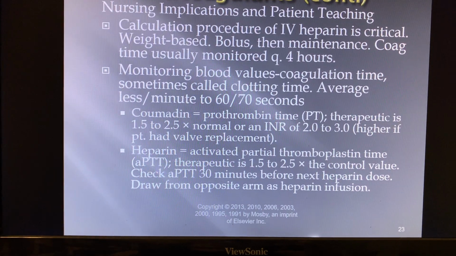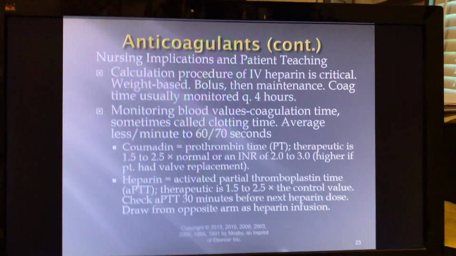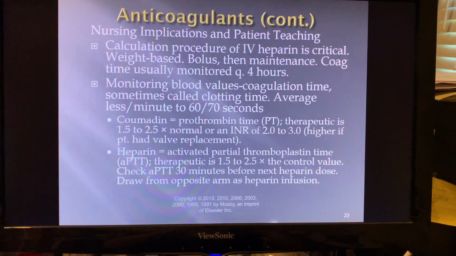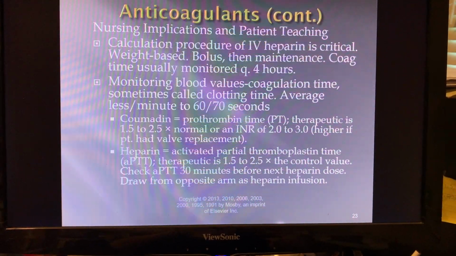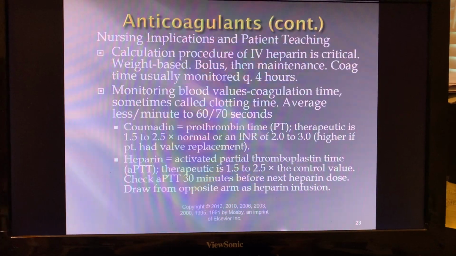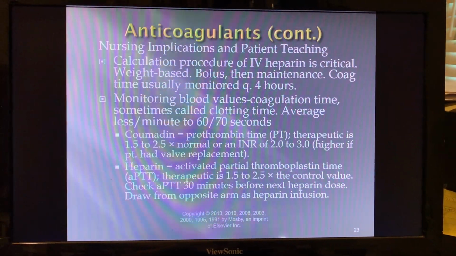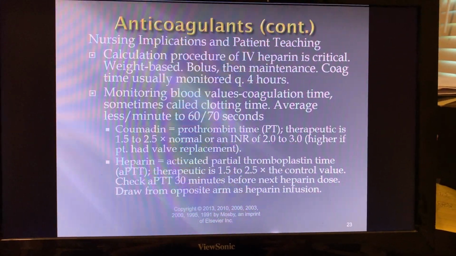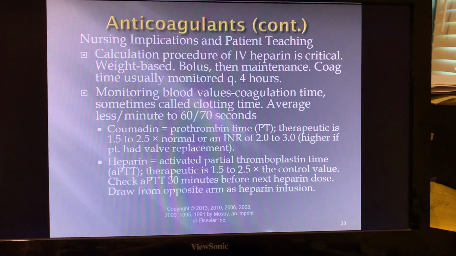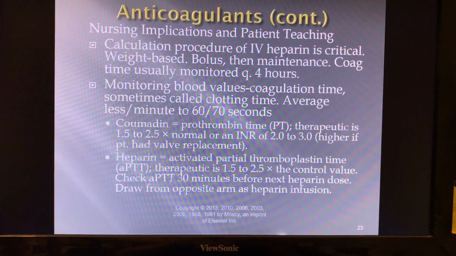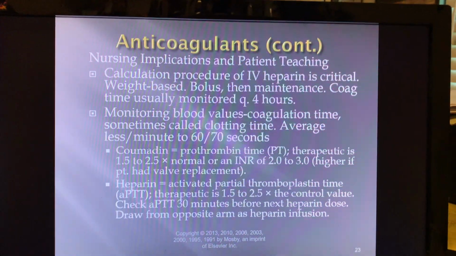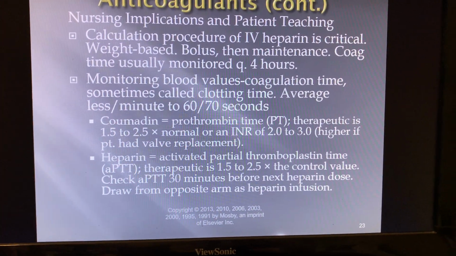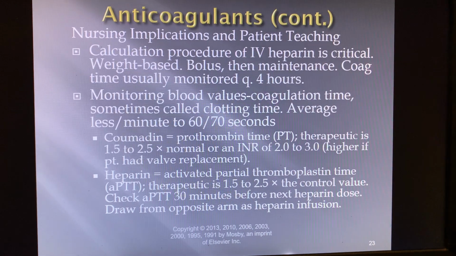So all you have to do is take whatever the person's normal value is before they were anticoagulated and multiply it by 1.5 to 2.5. And that range in there is what you consider your therapeutic range. Generally speaking, you're going to check an activated PTT 30 minutes before the next heparin dose. Sometimes the heparin doses are going to be intermittent. You're not going to be hooked up to it all the time.